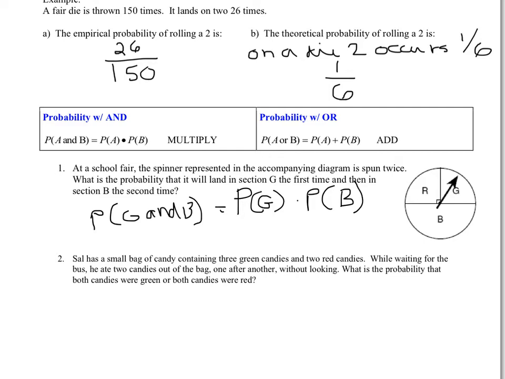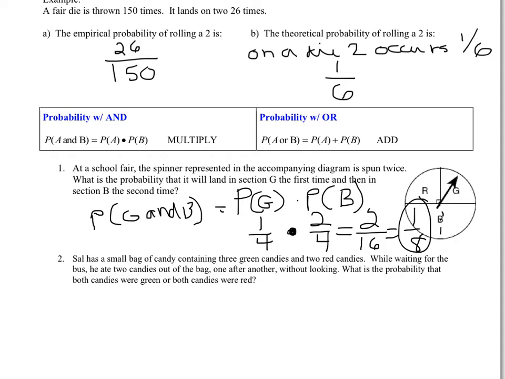So looking at the spinner, the probability of G would be 1 out of, and we're going to make a little dotted line in here so that our sections are equally spaced. We'll have 4 equal sections, so probability of G is 1/4. Multiply by the probability of B, which is 2/4. When you multiply fractions, you multiply across the top and across the bottom. So we get 2 over 16, which is 1/8.